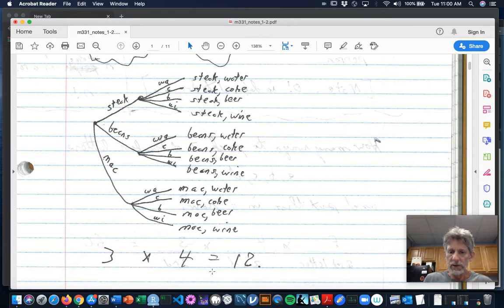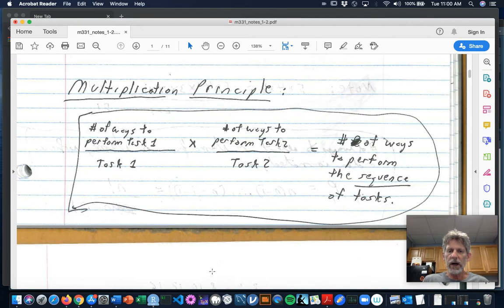12 possible meals. This gives rise to what we call the multiplication principle for enumerating. If you've got some kind of enumeration job, and you can find a way to break it down into tasks, then you can use multiplication to figure out how many possible combinations of ways there are to do all the tasks together in sequence. So in this case, we had a task 1 of choosing the main course, and then we had a task 2 of choosing the beverage.